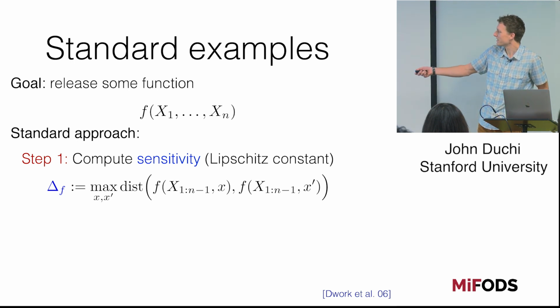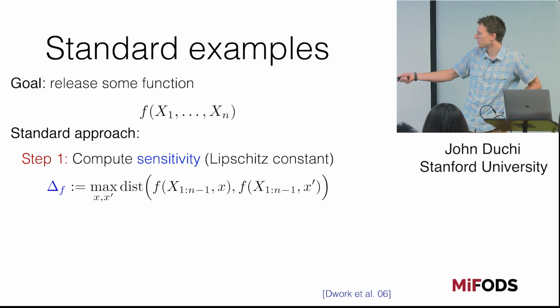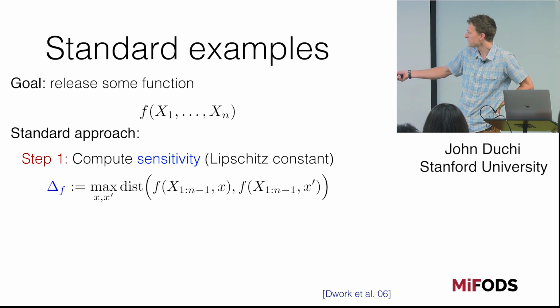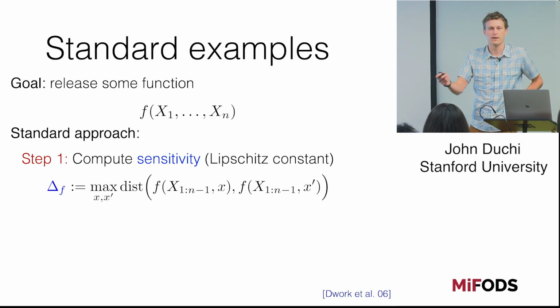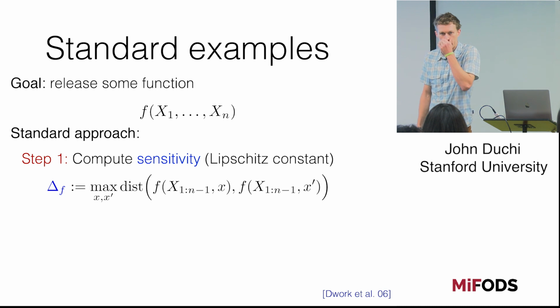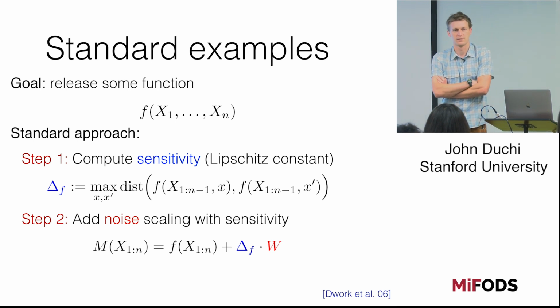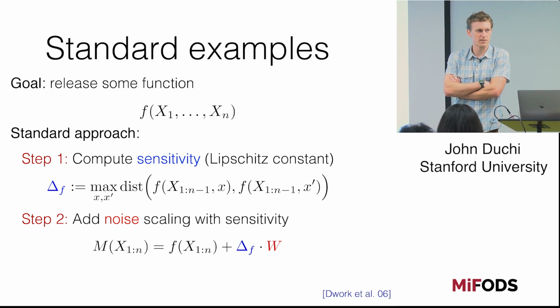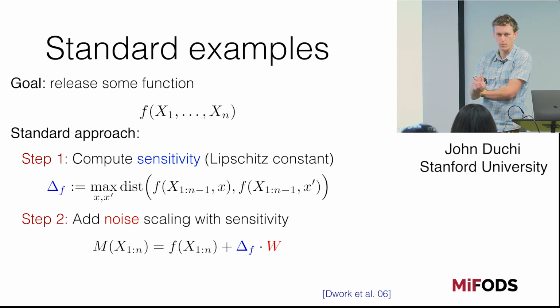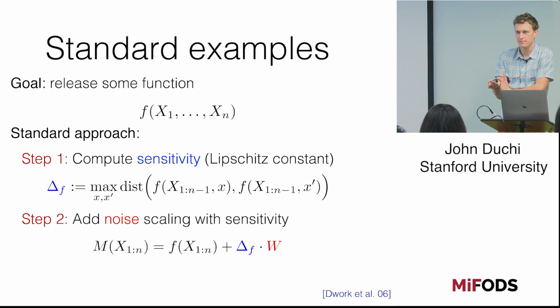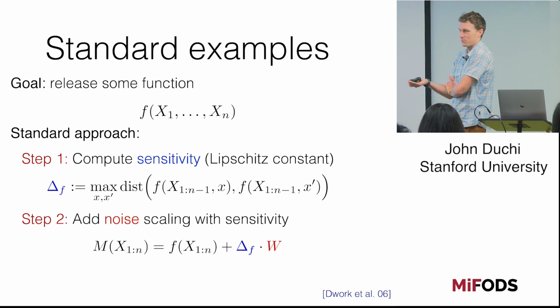So the sensitivity is just, if I'm going to change one element in my data set, how much can my function possibly change? Okay? And then step 2 is, I take my function, I evaluate it on my data set, and then I just add noise that scales with this sensitivity. So the more sensitive my function is to input changes, the more noise I add. It's kind of intuitive, right?